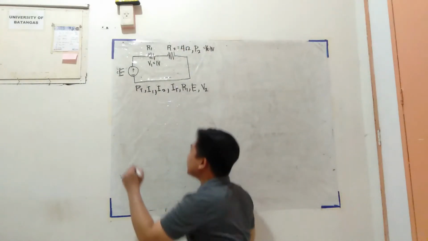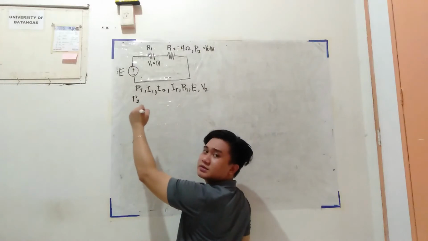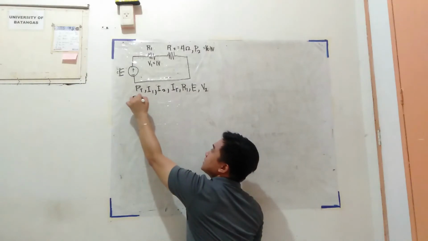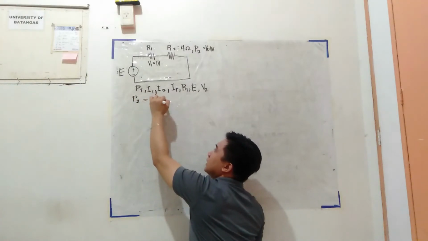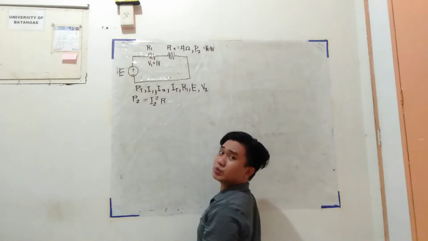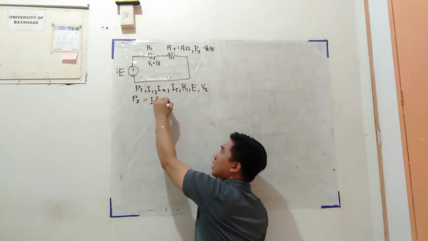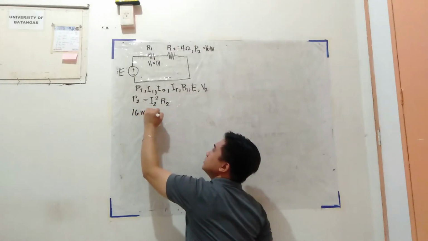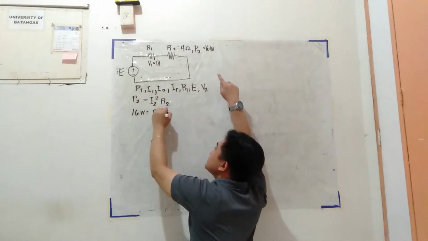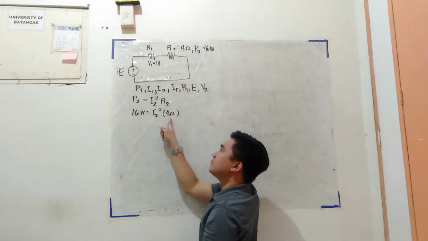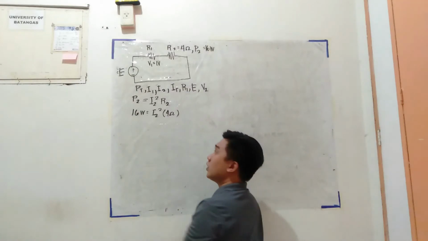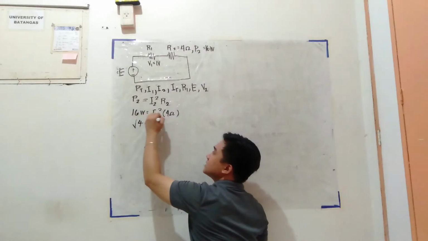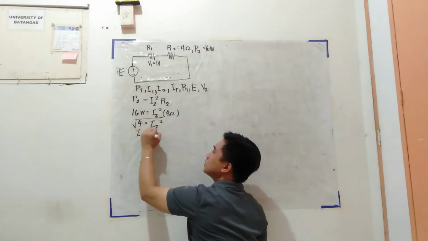Okay? We were given P2 of 16 watts. So, we can get the I there or the voltage there. Remember that power is equal to I squared R. If this is P2, this is I2. And if this is P2, this is also R2. So, P2 is 16 watts. I2 is unknown. But R2 is given, which is 4 ohms. So, 16 divided by 4, that is equal to 4. So, 4 is equal to I2 squared. Taking the square root, I2 is equal to 2 amperes.